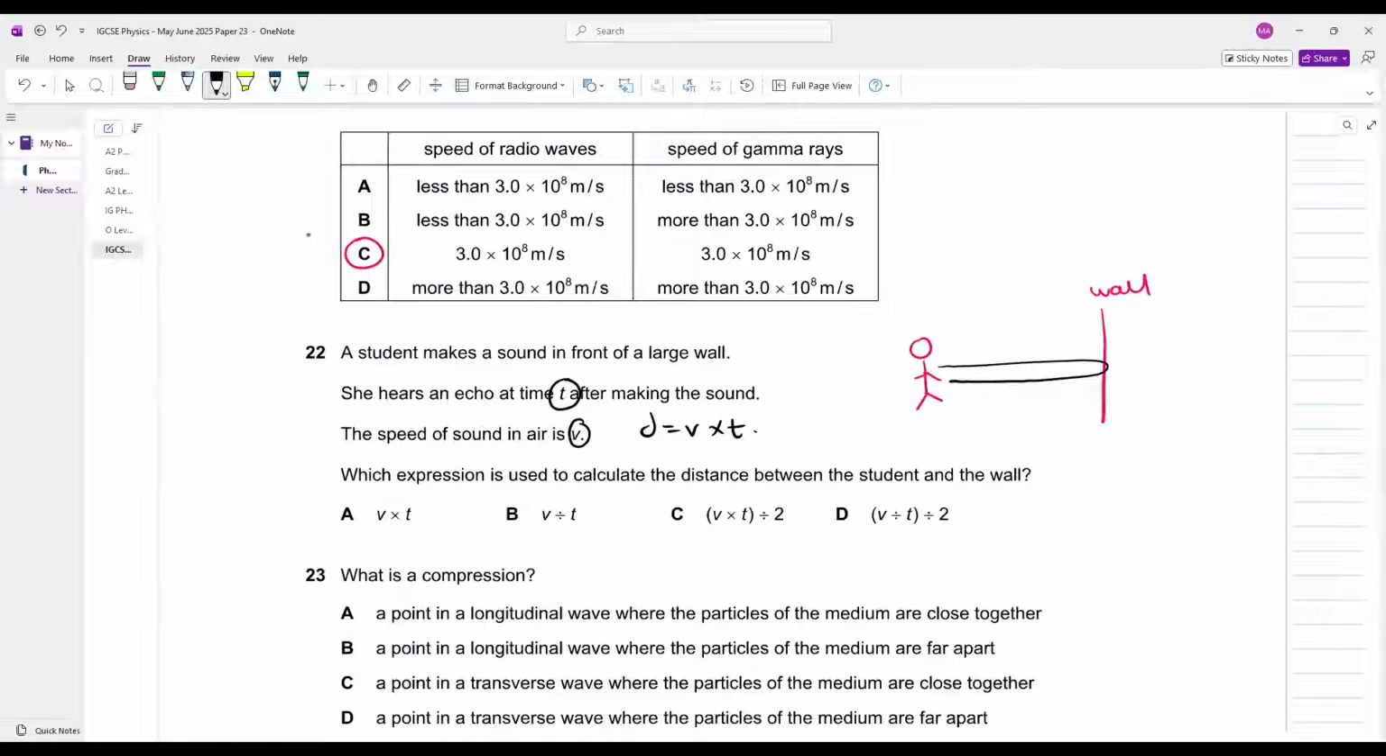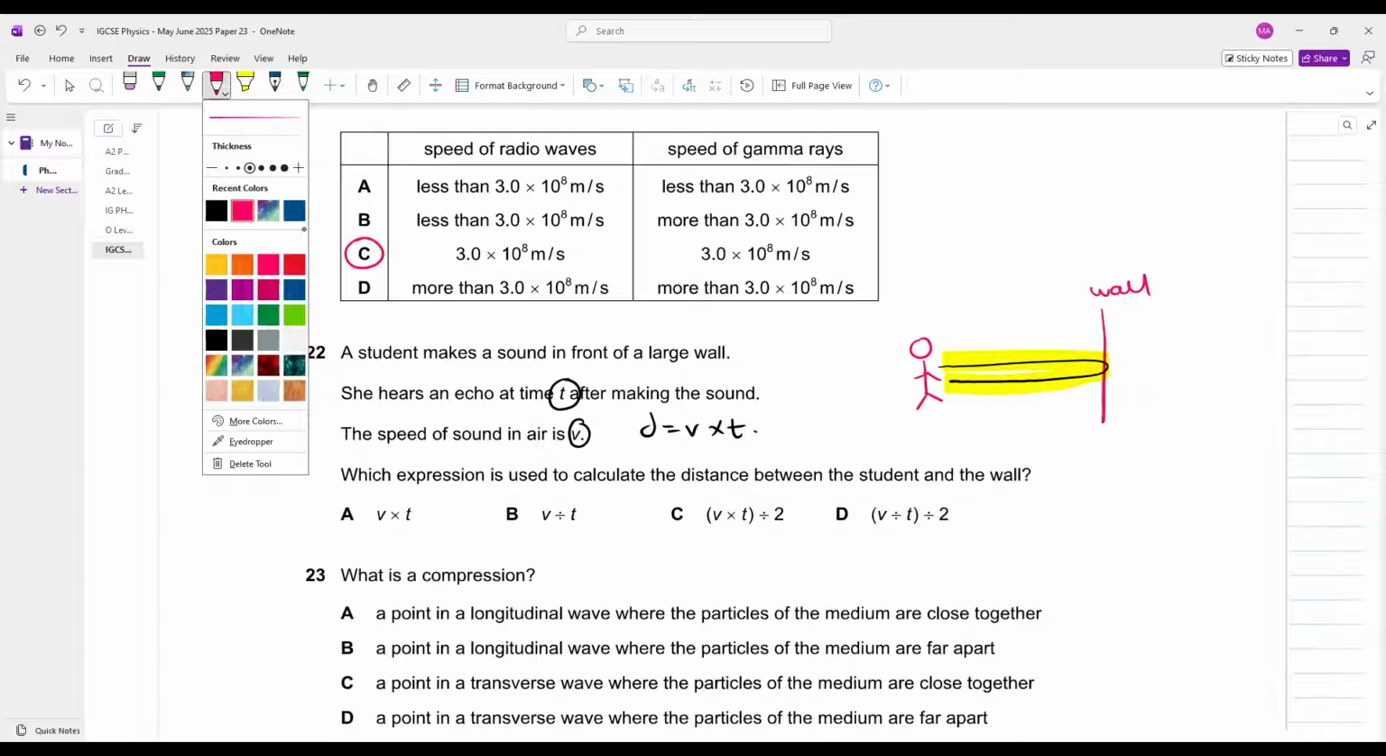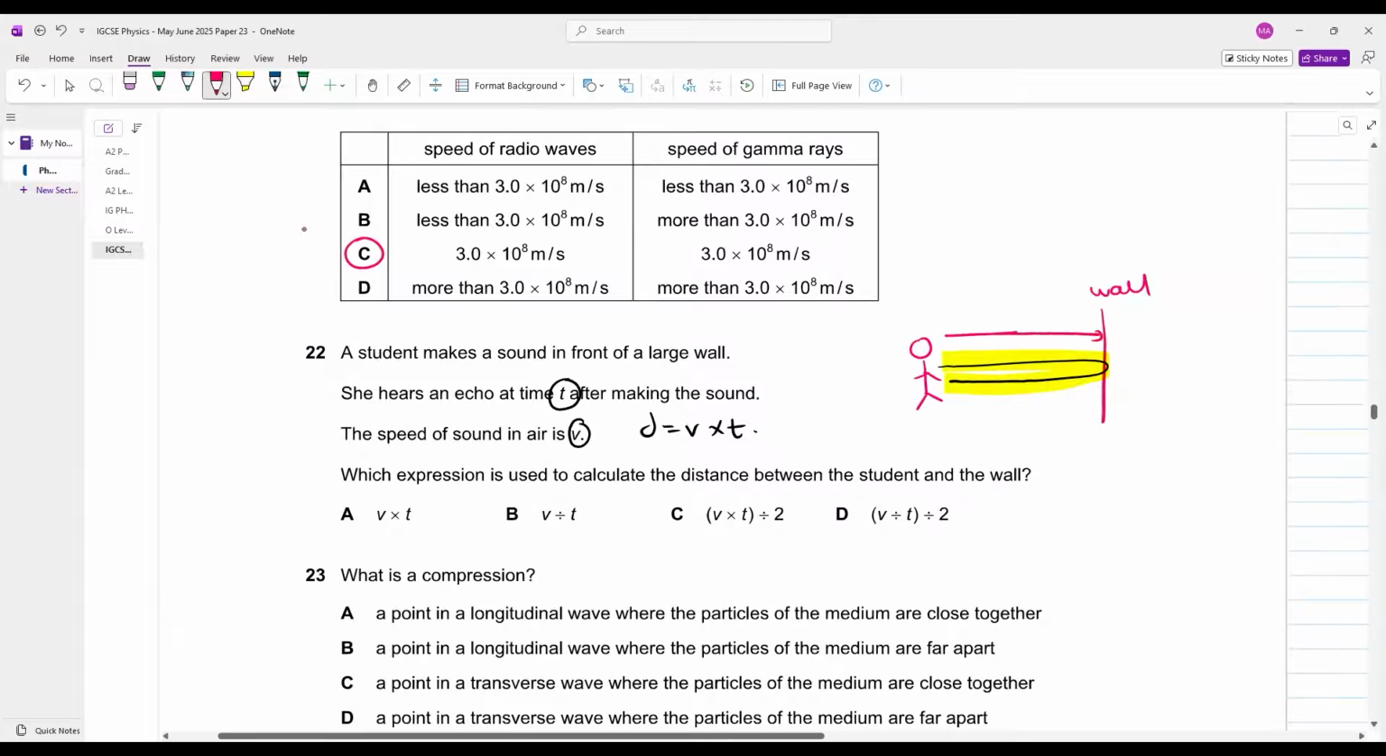V into t. But ये total distance है. This is the total distance traveled. What do you have to calculate? You have to calculate the distance of one time, the distance between the student and the wall. आपने ये one time का distance calculate करना है. How will you do that? That is V into t, the total distance, divided by 2. V into t divided by 2.